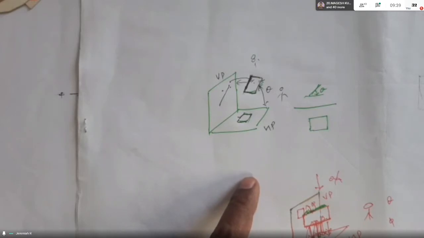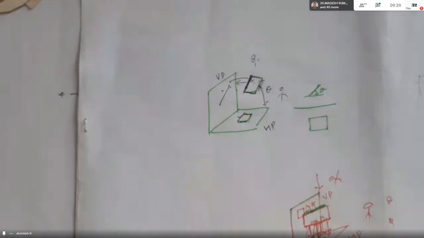So case number 2, this is most important. Case number 2, oblique planes. Case number 1 is perpendicular plane. In that we have seen perpendicular to VP and parallel to HP, perpendicular to HP and parallel to VP, perpendicular to both HP and VP, perpendicular to HP and inclined to VP, and perpendicular to VP and inclined to HP. Okay. The last two cases are most important.